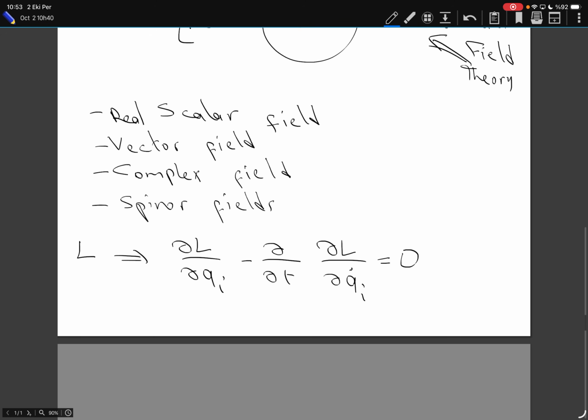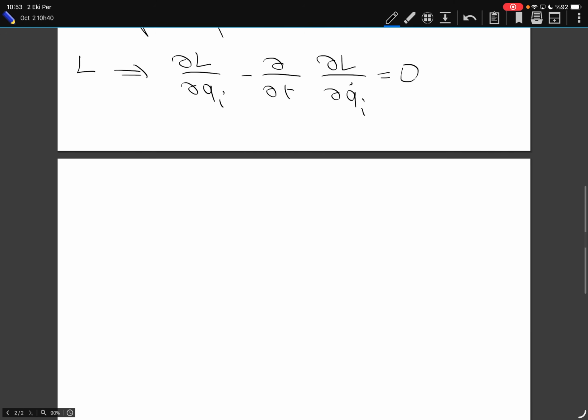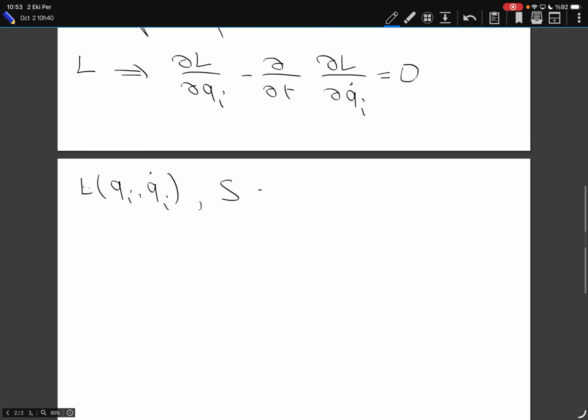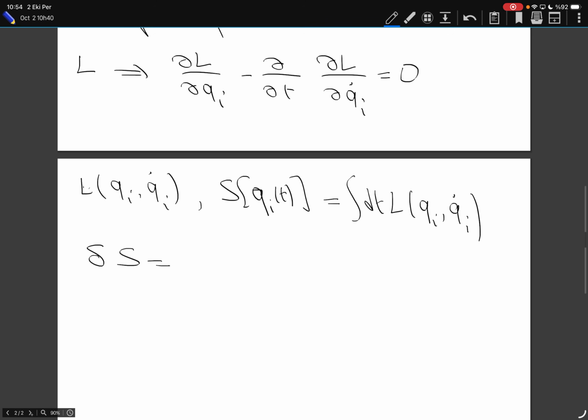How do you obtain that? Well, you say that L is a function of q_i and q̇_i. So you have the action, which will be a function of q_i as a function of time t. Then you ask yourself the question, let me change this q_i(t) as a function by a very small amount. Let me look at this one.